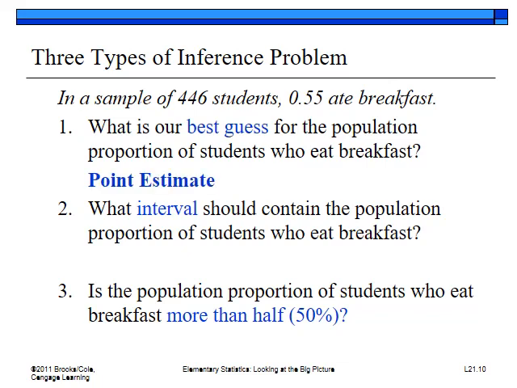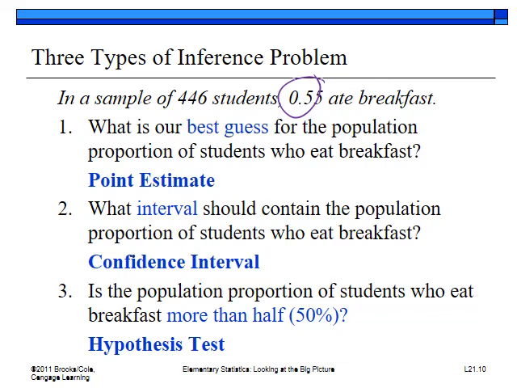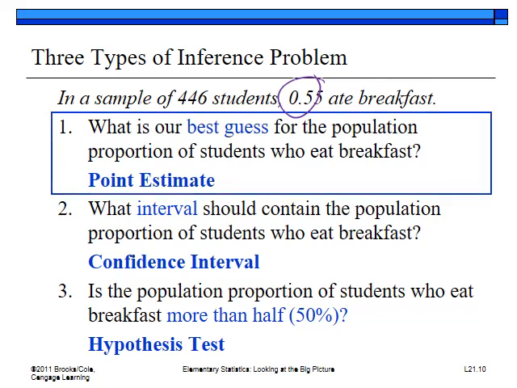Now, the first problem is what we're calling a point estimate. And you might guess that our best guess for the population proportion will be the same as the sample proportion. We'll talk more about that in a moment. For the second, we're talking about confidence intervals. At the end of this video, we'll introduce constructing confidence intervals. Finally, the third type of problem, in which we construct a hypothesis that the proportion, in this case, who eat breakfast is more than 1/2, and we test that hypothesis. So let's start with point estimates.